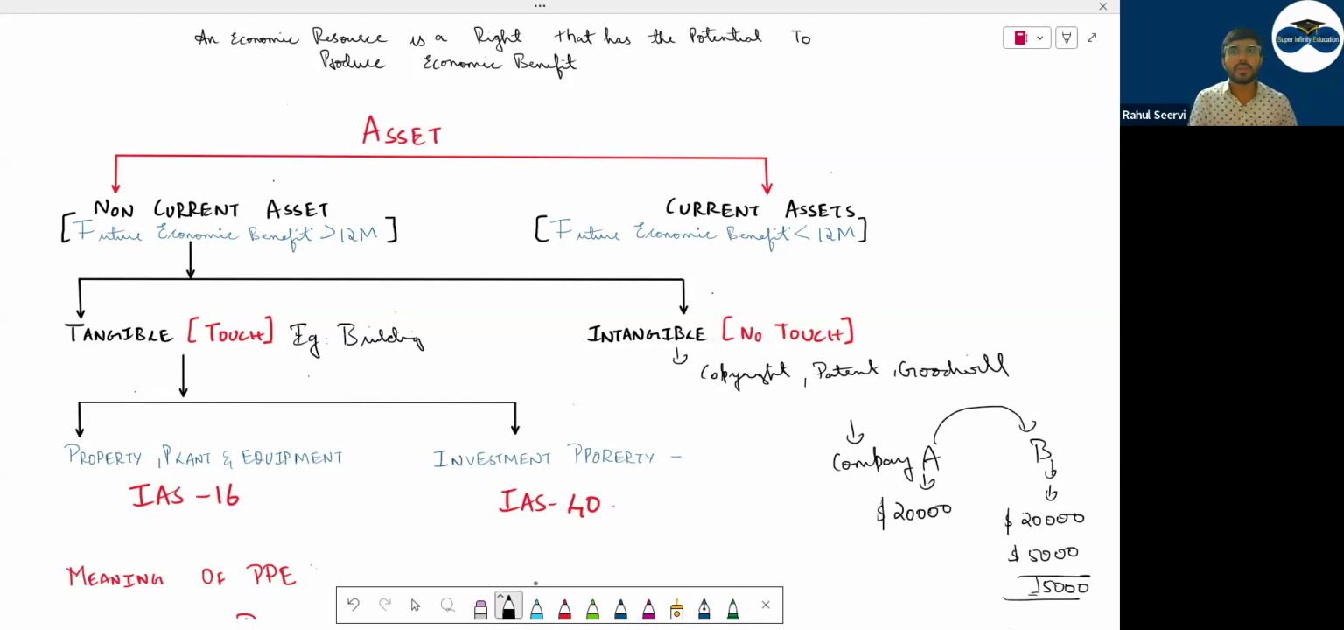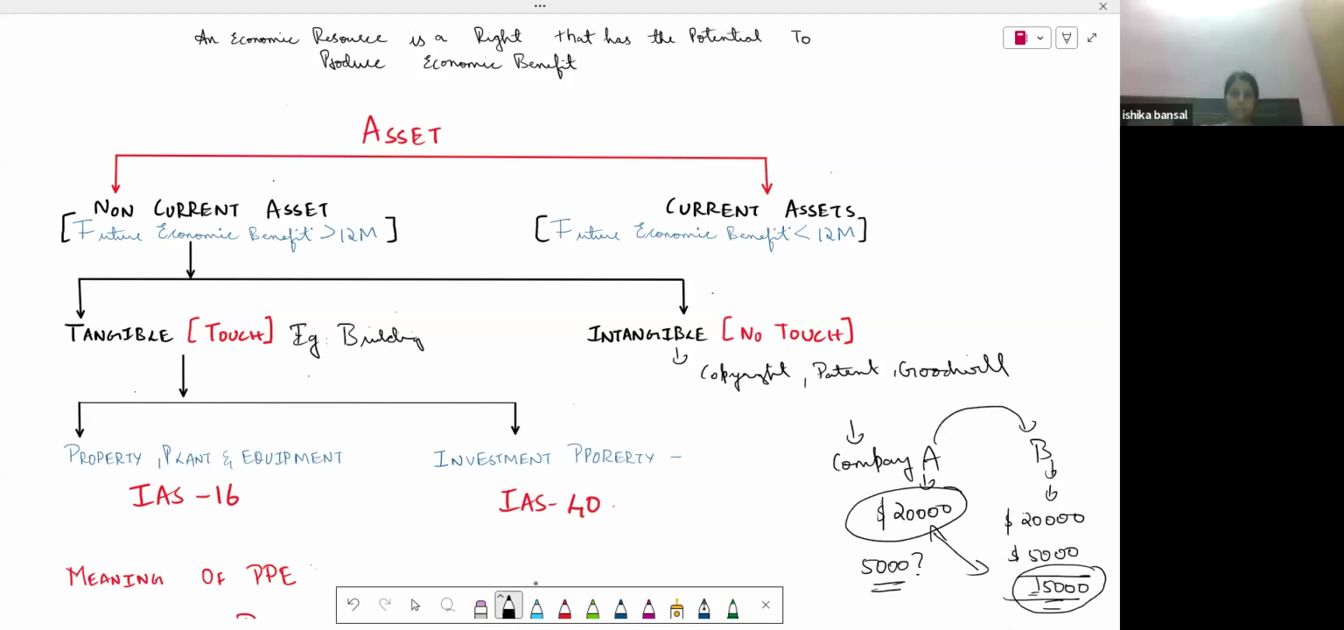Net asset means what? Asset minus liability. I am paying $20,000. The assets which I am getting of the company are only $15,000. Am I fool to pay this 5,000 extra? Why am I paying this 5,000 extra? Anyone, any idea? Can I say this is because of what? That's goodwill. Yeah, goodwill. Someone mentioned, why, other than goodwill, now, basic thing.